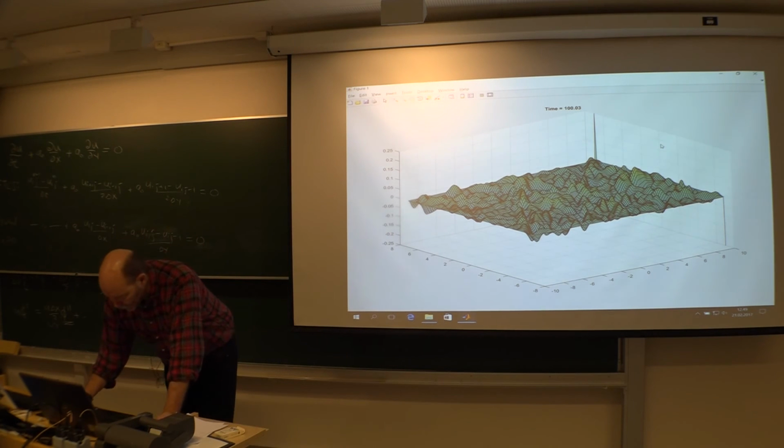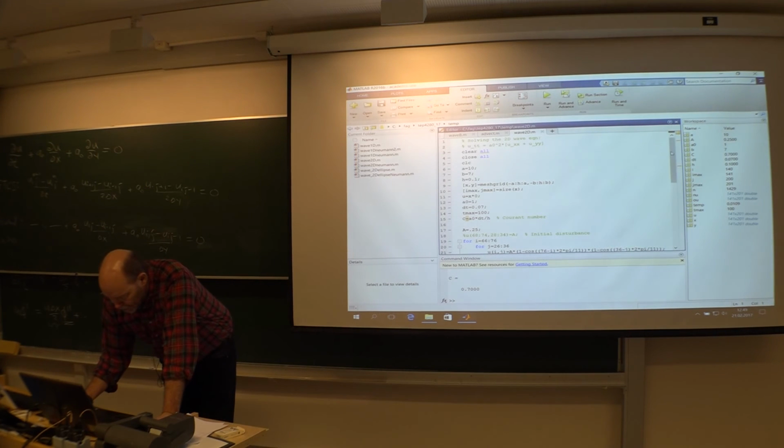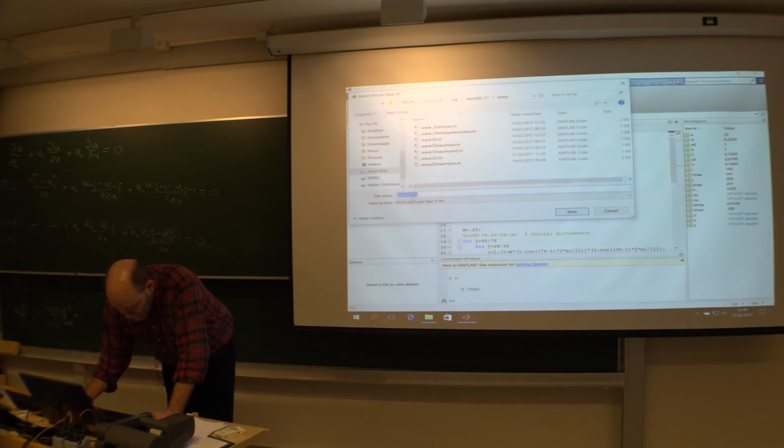So I now use this program here and just modify it to cover our needs. So we have to call it something. Wave, what should we call it?